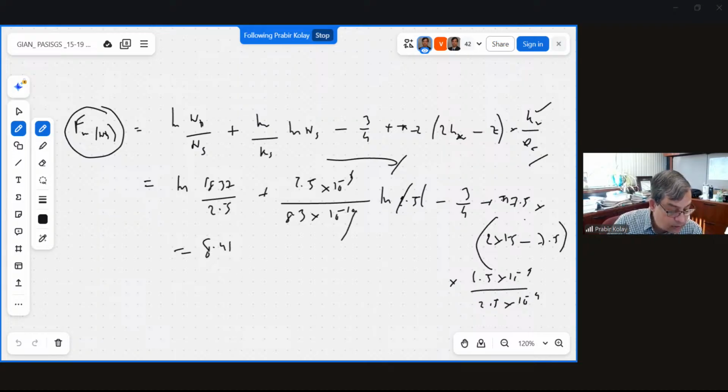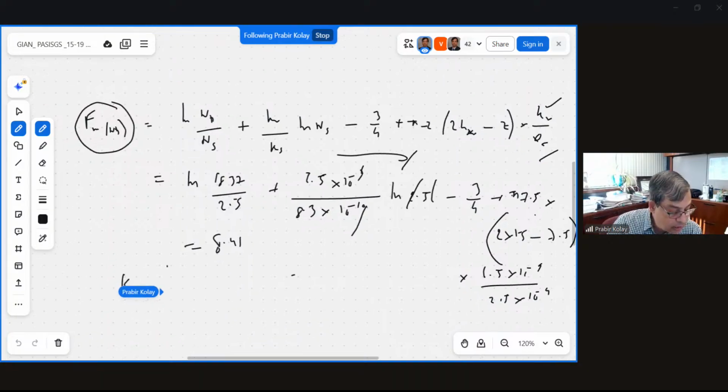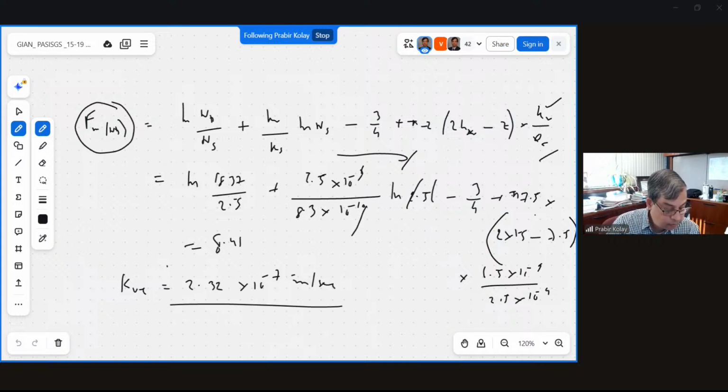And then you can use that equation in the last slides you mentioned. So you can calculate the K vertical equivalent. If you just plug in all these values, then you'll be getting around 2.32 times 10 to the power minus 7 meter per second. Okay. So this is equivalent permeability, the equivalent permeability of the PVD improved soil. So we can find out that.